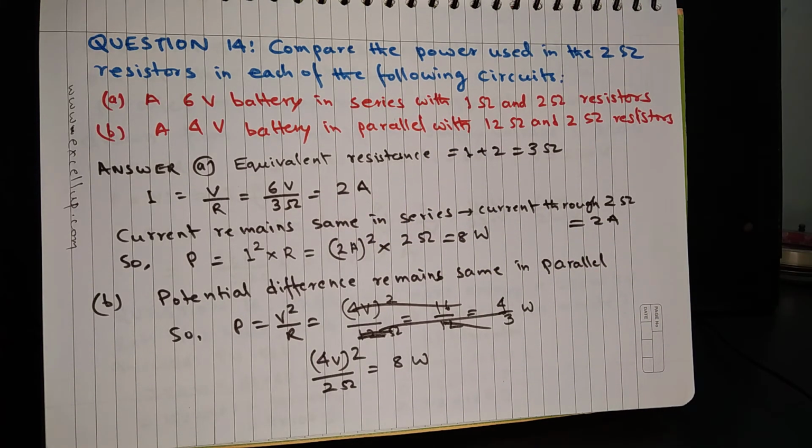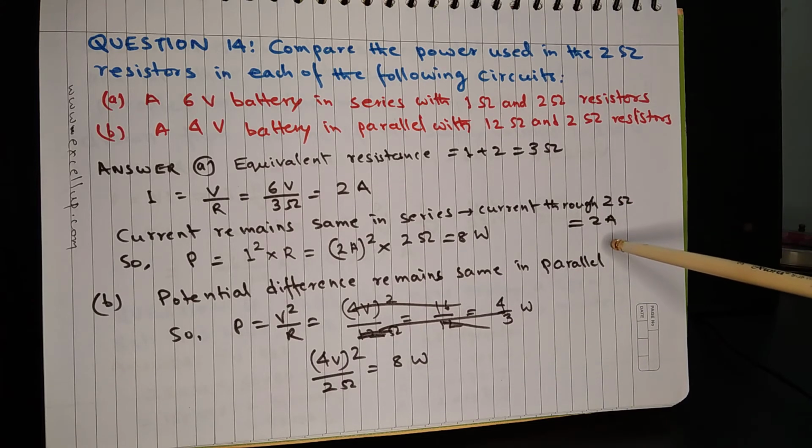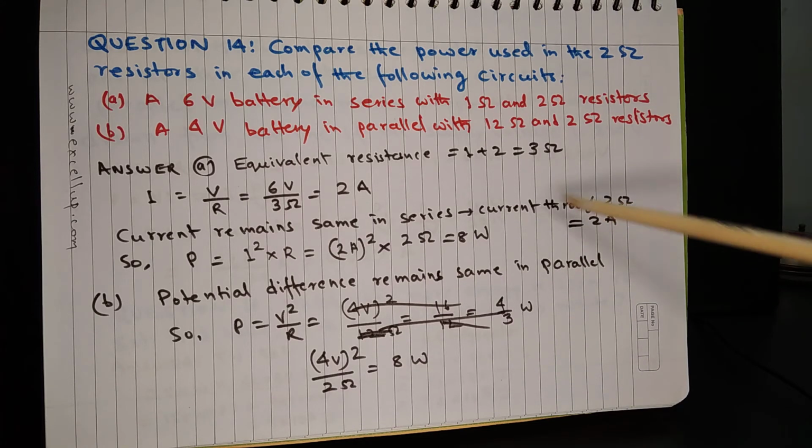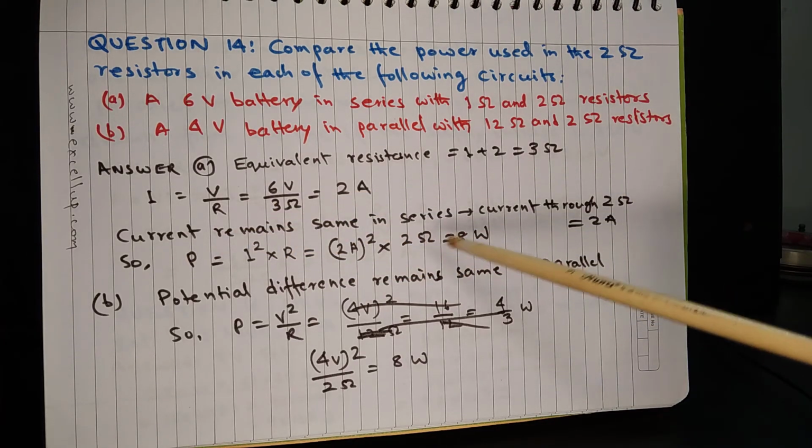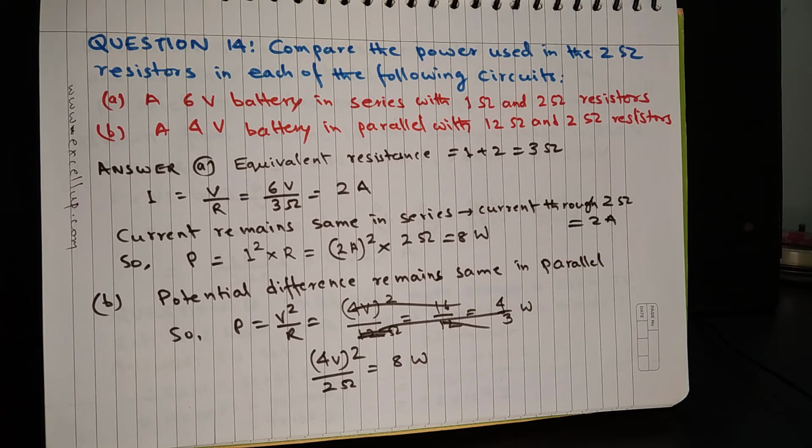Now we know that in a series combination, the current remains the same. So the current through the 2 ohm resistor will be how much? 2 ampere. Okay. Now we have to find the power. So P is equal to I square multiplied by R, which is 2 ampere square multiplied by 2 ohm, equal to 8 watt.